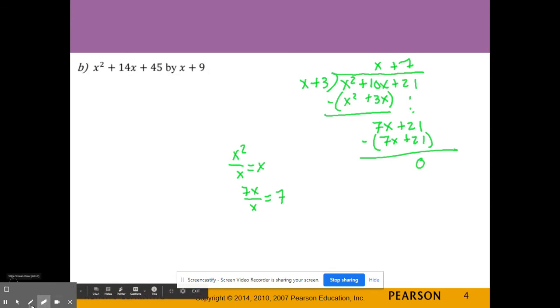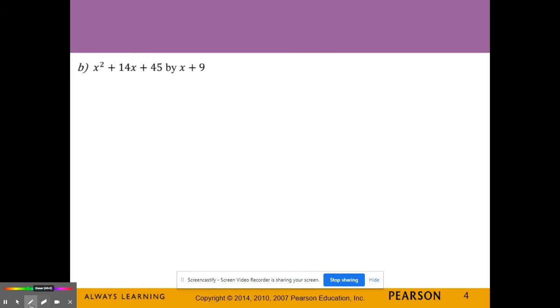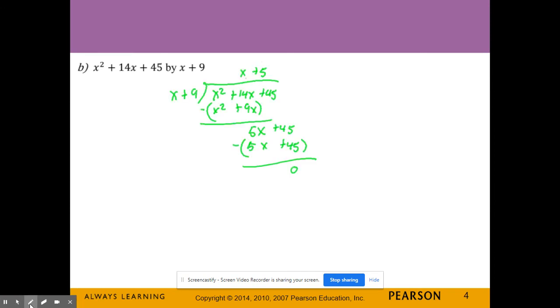So pause the video. I'm going to work it out while it's paused. And you come back and check your answer. So you pause it, try it yourself. So now that it's worked out, when you divide by x plus 9, you do get x plus 5 with no remainder. Let's take a look at the next example.